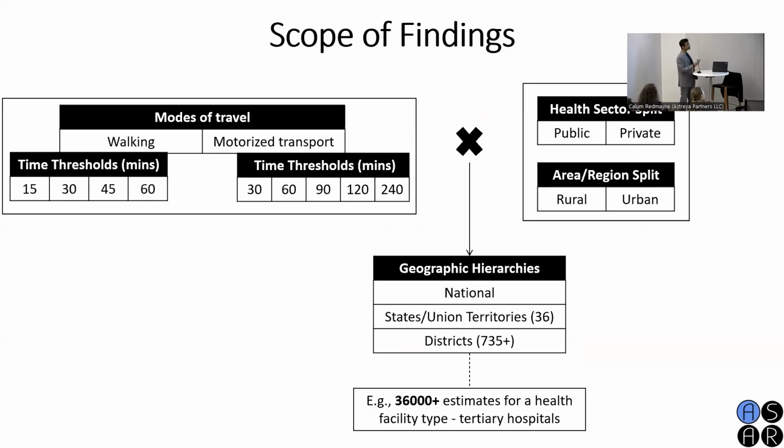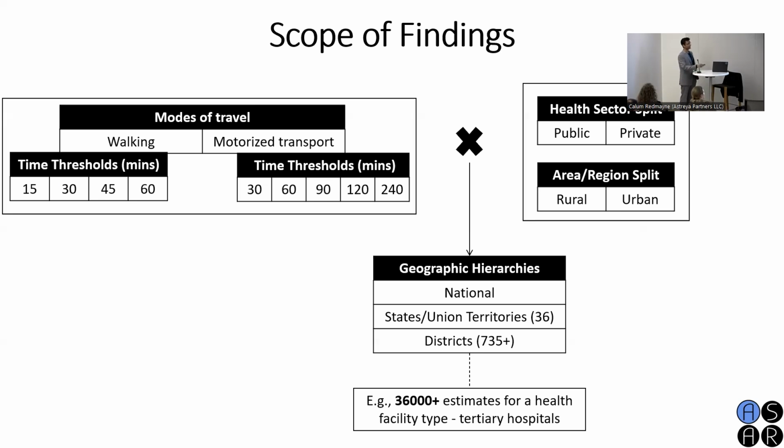All right. So on the output end of all of this, what we are looking at are two modes of travel, and this is more like a sensitivity analysis. So we have walking and motorized transport. And at least till now, we have used different time thresholds to look at those. And we are looking at health sector split wherever it's available. We are looking at, like I said, the regional split between rural and urban areas. We do these analyses to create estimates nationally for India, 36 states and union territories, and then over 735 districts.